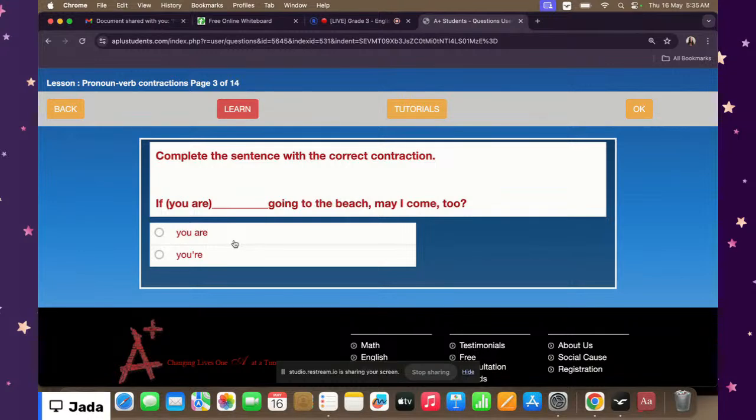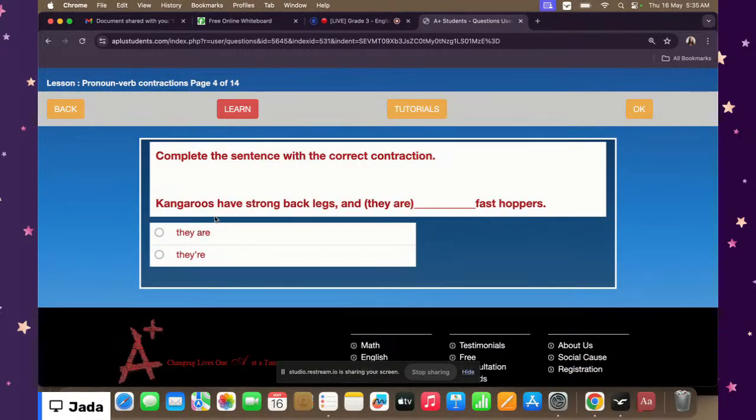Then it says, if you are going to the beach, may I come too? Short version of "you are" gives us a contraction. So what is the shortened version of "you are"? Okay, good job.